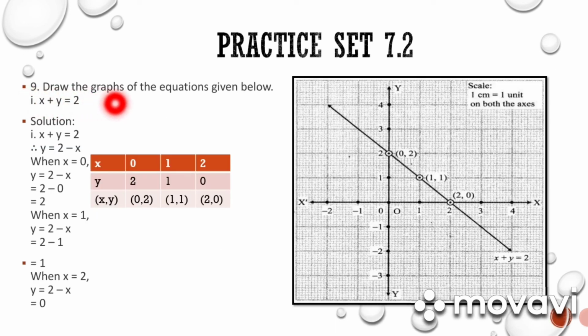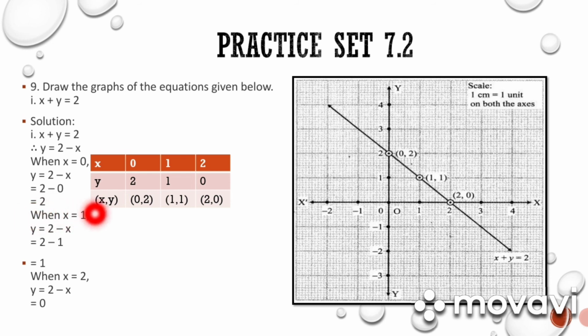Question 9. Draw the graphs of the equations given below. Subdivision 1, x + y = 2. Solution. Since x + y = 2, therefore y = 2 - x. Now using suitable values, if x = 0, then y = 2 - x, that is 2 - 0, and that is equal to 2.